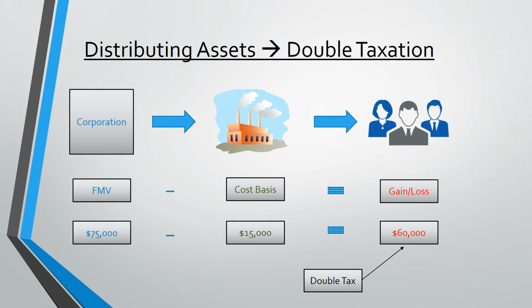This double taxation doesn't occur for S corporations because S corporation shareholders get a step up in basis when they receive the assets. But if you're a shareholder in a C corporation that's about to be dissolved, watch out.